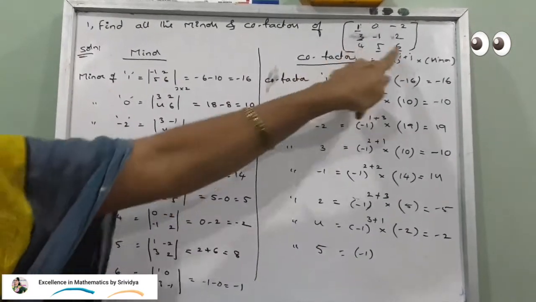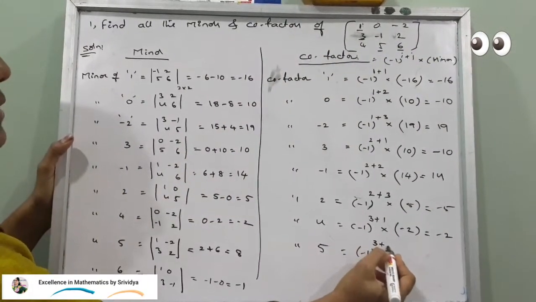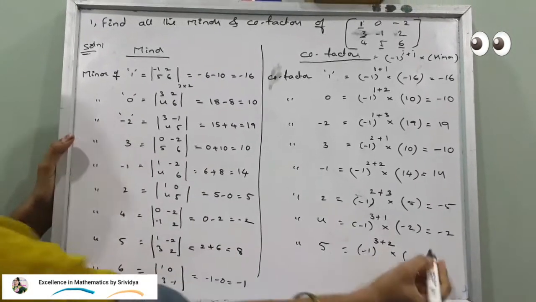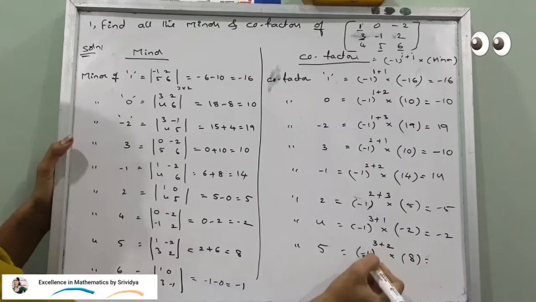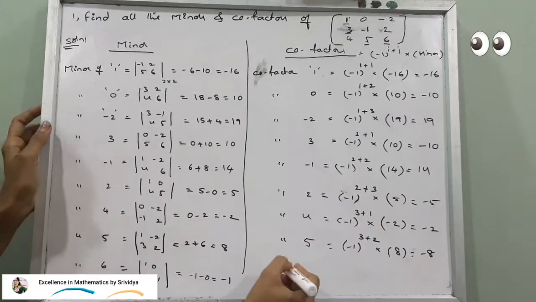Now cofactor of 5. 5 is in third row second column, that is 3 plus 2, into minor of 5. Minor of 5 is 8, which is equal to minus 1 whole power 5, which will be minus, into 8, which is minus 8.